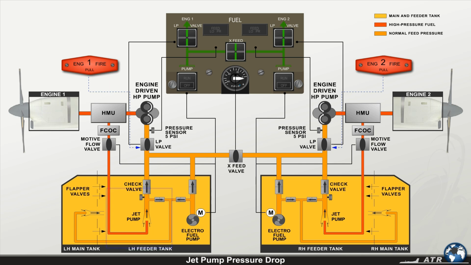Now assume that the pressure at the jet pump output drops below 5 psi. Remember that in this case the associated electrical fuel pump is automatically activated, thus assuring the engine fuel supply. You can only recognize this condition by looking at the fuel panel. The green run light illuminates to indicate that the electrical pump is running.